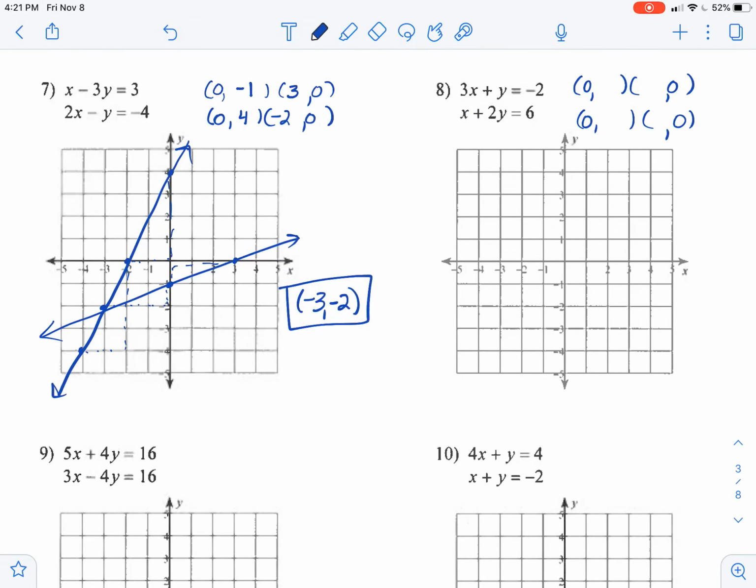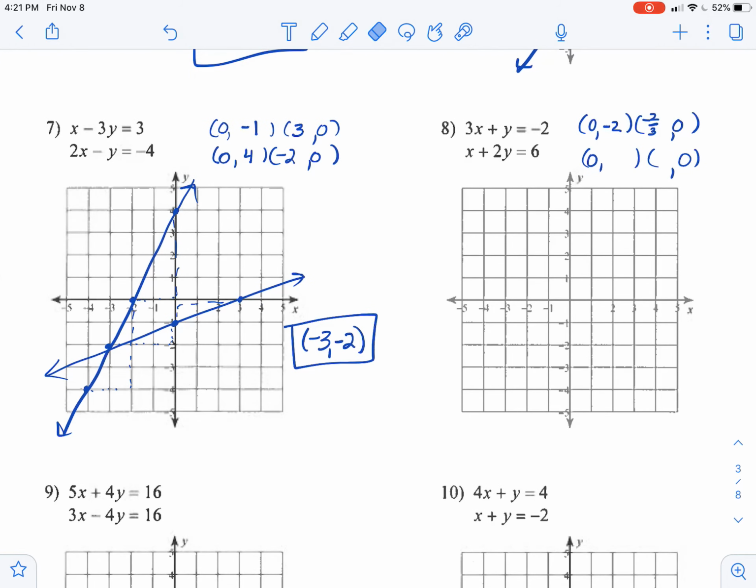Okay, so we are going to let the x be 0. That gives y being a -2. We're going to let y be 0, and that makes it be a -2/3, okay? Because I would divide both sides by 3, okay? Now, again, if you wanted to, you could subtract 3x from both sides, because this one would be an easy one to do that too. And so I would get y equals a -3x minus 2. So see, we could also do that.